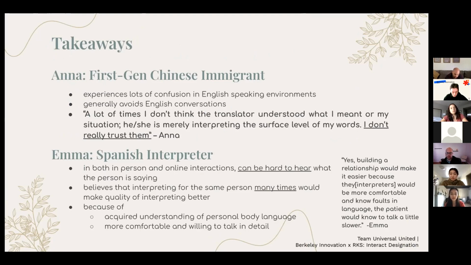Anna said that her experience with interpreters is frustrating and that a lot of the times she doesn't think that the translator understands what they mean. And so she doesn't feel like she would trust them.